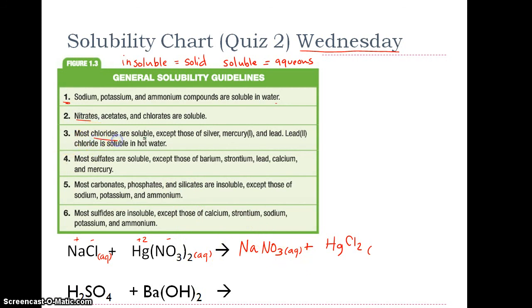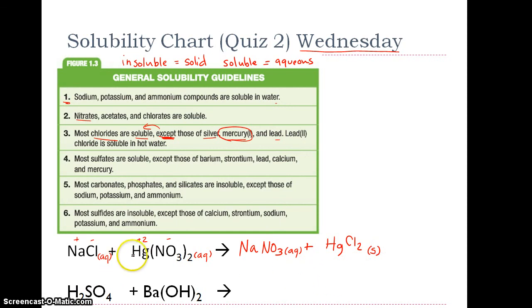Okay, most chlorides are soluble except for those with silver, mercury, lead, and lead chloride is soluble in hot water. So we have lead 2 here. And so since lead is in this, where did it go? Oh, lead, not lead, mercury. Since we have mercury as one of those things that is an exception to it being soluble, that would mean that it's insoluble, which would mean that it was a solid.